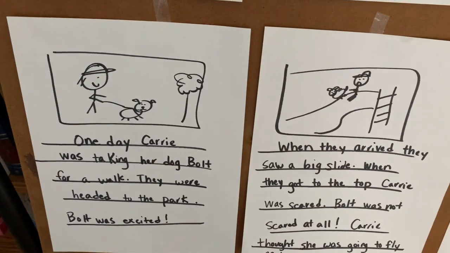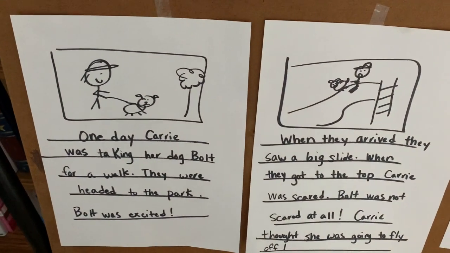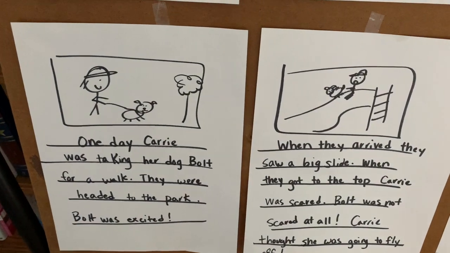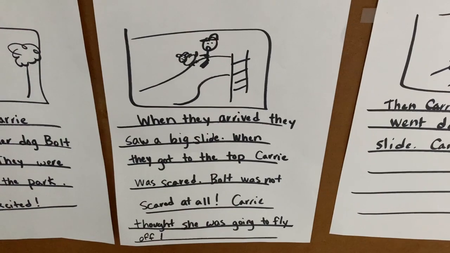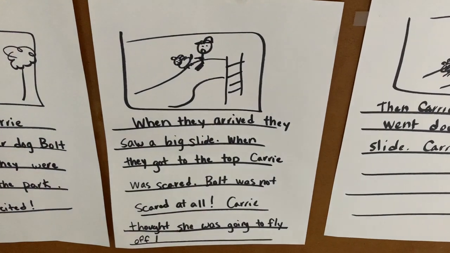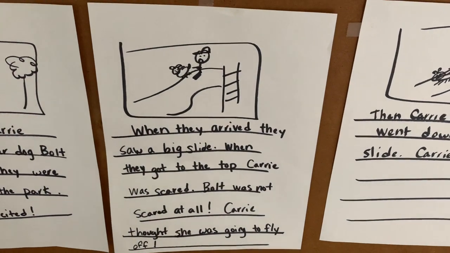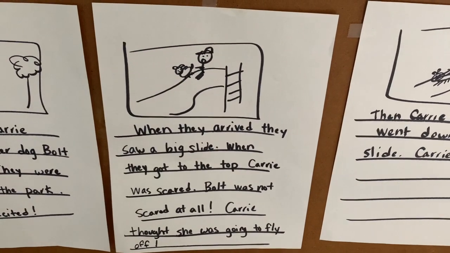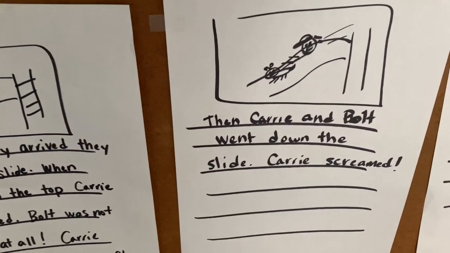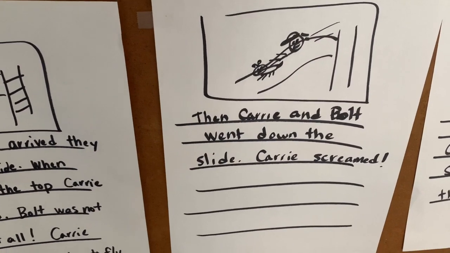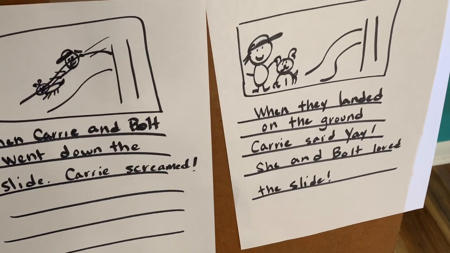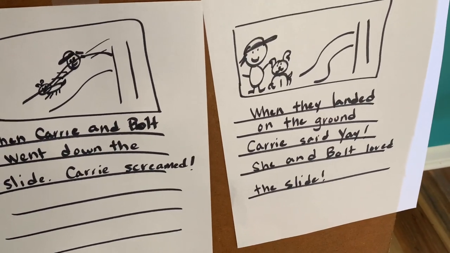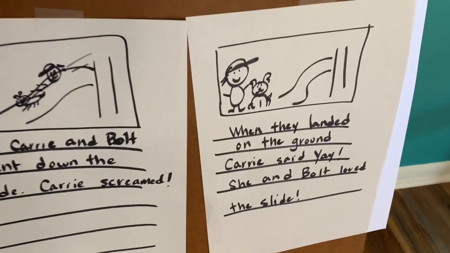One day, Carrie was taking her dog Bolt for a walk. They were headed to the park. Bolt was excited. When they arrived, they saw a big slide. When they got to the top, Carrie was scared. Bolt was not scared at all. Carrie thought she was going to fly off. Then Carrie and Bolt went down the slide. Carrie screamed. When they landed on the ground, Carrie said, yay. She and Bolt loved the slide. Looks like I followed my plan.